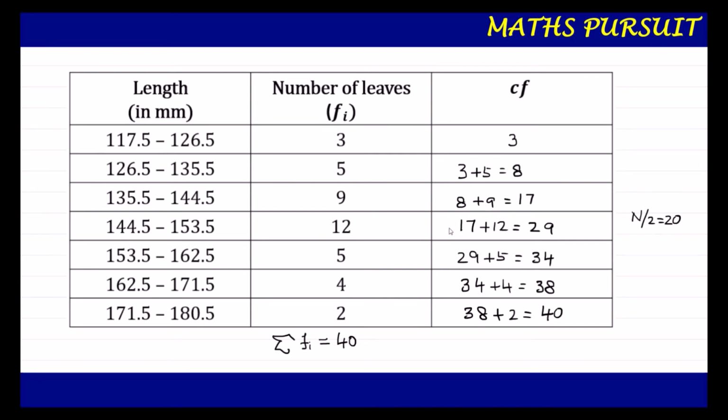Now we got n by 2 as 20, and as I told you, the median class lies on the cumulative frequency column where it is just above the n by 2, that is where it is just above 20. Now you could see that after 17 we are getting 29, and this 29 is just above 20. So in this particular row our median class lies.